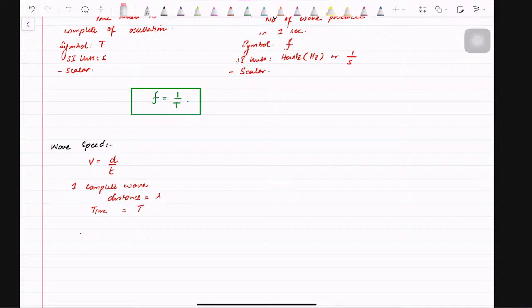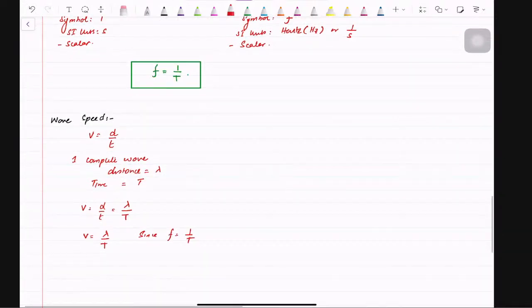All right. So now, because speed is distance over time, we can write, instead of distance, lambda. Instead of time for one wave, it is t. So speed would be lambda over t. And since frequency is 1 upon t, we can replace 1 over t with f. So this will become v equals to f lambda. That is the general equation of speed of wave.